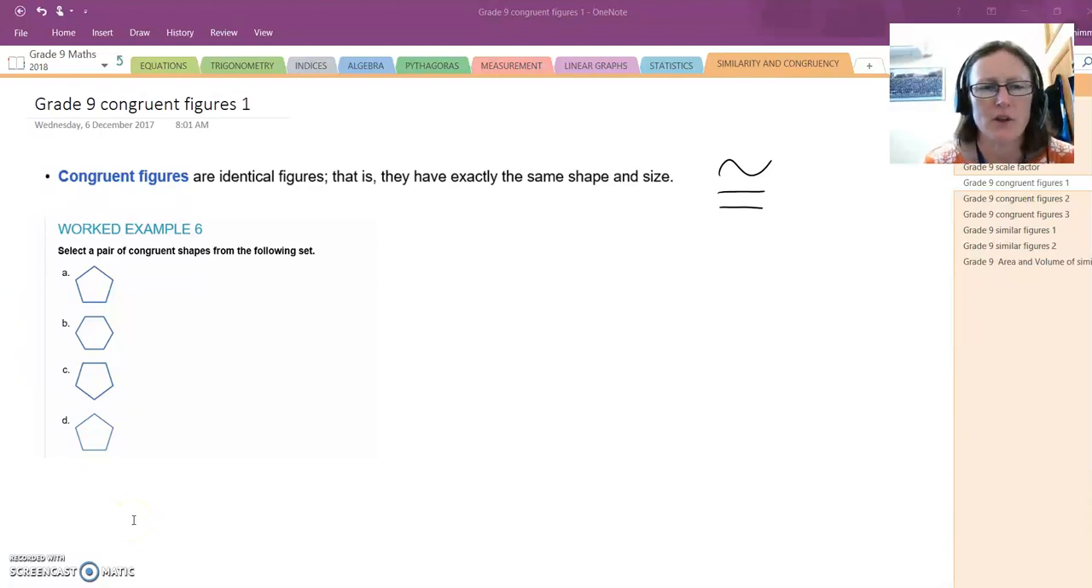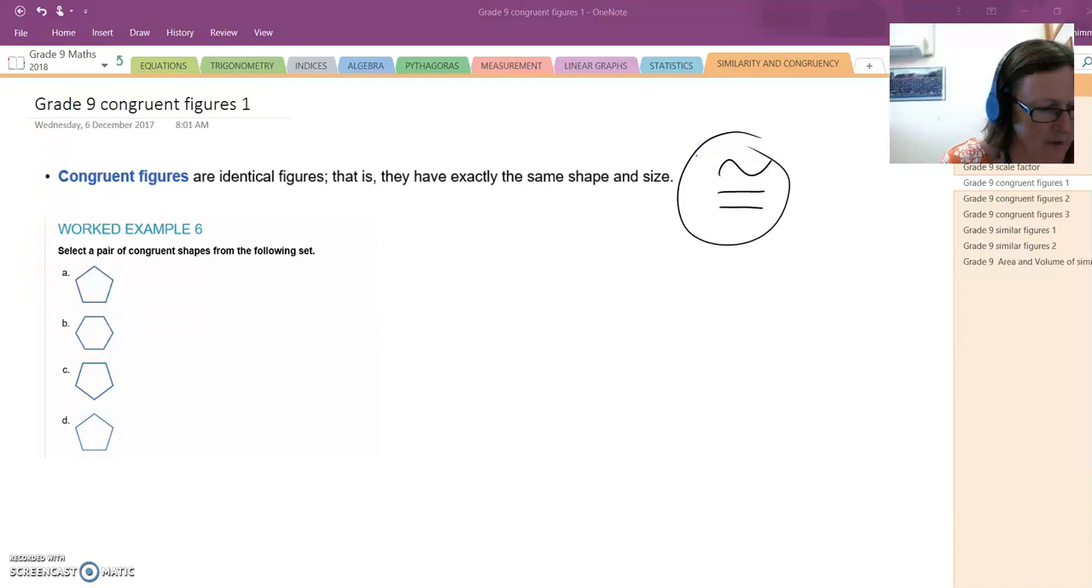Okay, this is our first video on congruent figures. Congruent figures are identical figures. That is, they have exactly the same shape and size. So with congruent figures, if you were to cut them out, they would fit exactly on top of each other. The symbol used to show that figures are congruent is this one that I've done here. So that is the symbol for congruence.